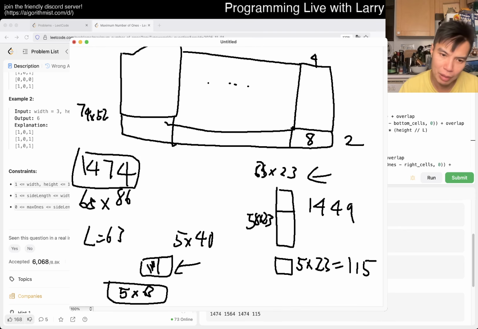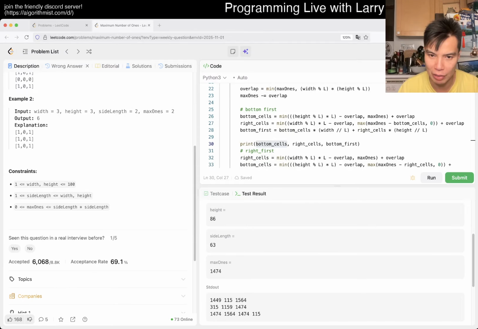The reason I am a little bit confused is this definitely does not feel right, because I'm just looking at the standard output here. The bottom cell 1449 is max, that's fine. Overlap is 115, which is not this number, by the way. This number is the other cell, which is the 5 by 40 part. But that doesn't seem right. I feel like I'm missing something. So that's what I'm looking at here.